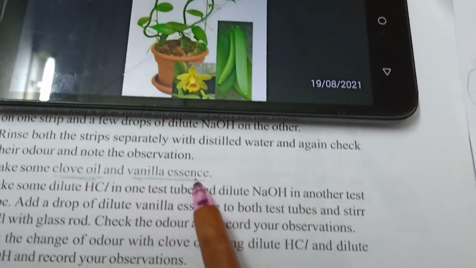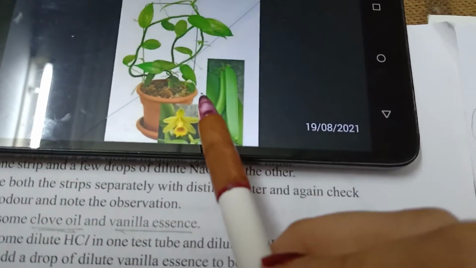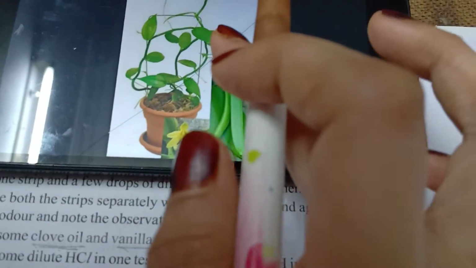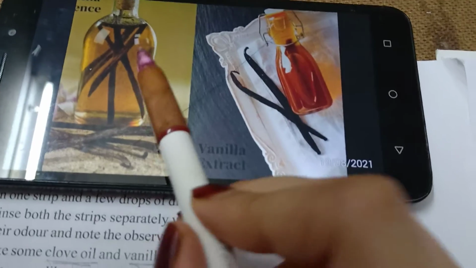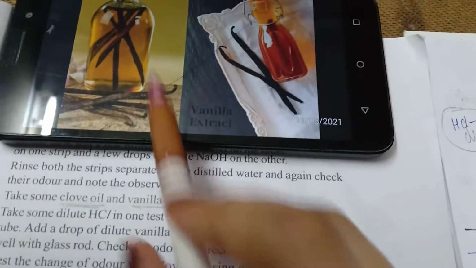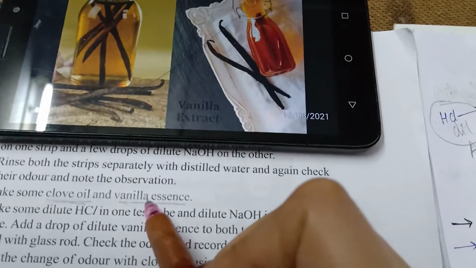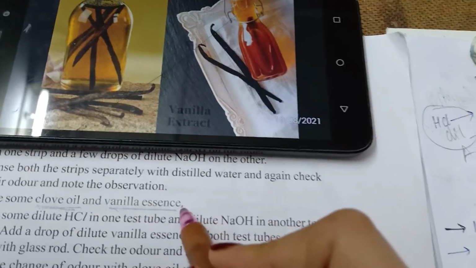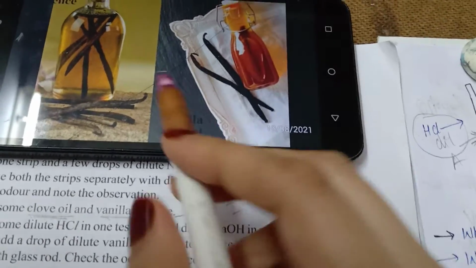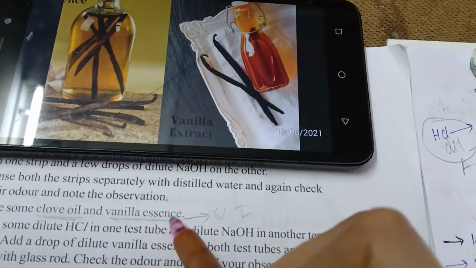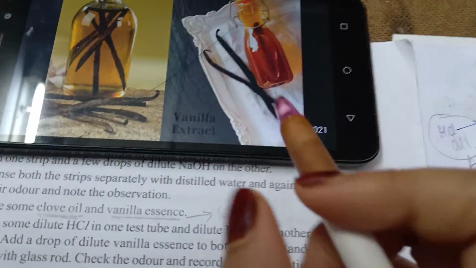What is vanilla essence? We have the vanilla plant. By extracting the leaves of the vanilla, we will get oil of the vanilla, okay. That is nothing but vanilla essence. And you know, this vanilla essence is used to give flavor to cake and ice cream and so on. Vanilla essence means it gives fragrance.